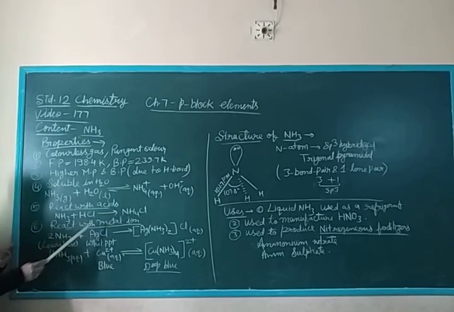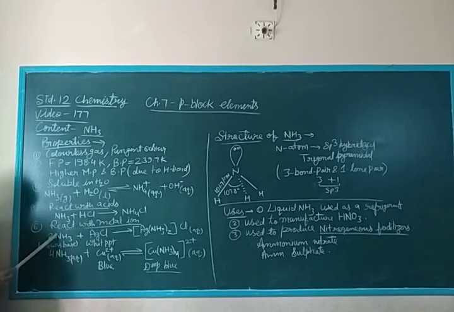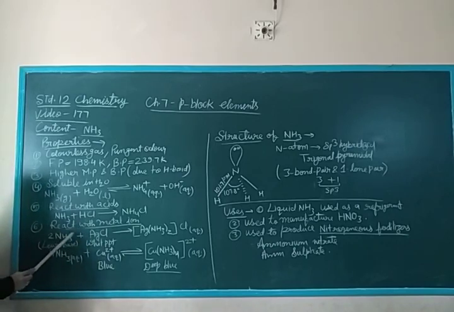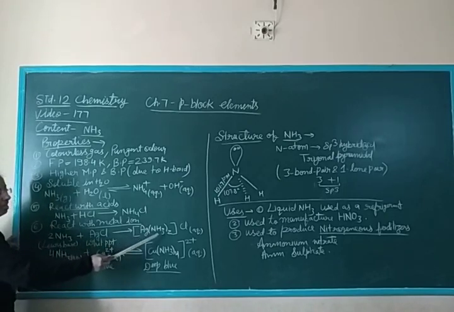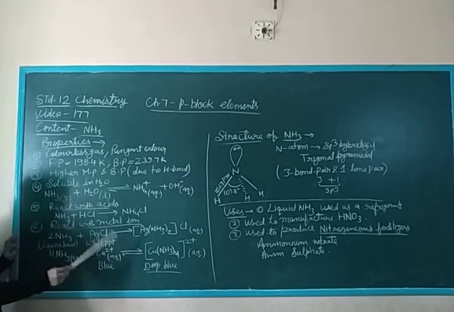Then it reacts with metal ions. Ammonia reacts with metal ions like Cu2+ and Ag+ to form complexes. Here you see ammonia: nitrogen has a lone pair, so it behaves as a Lewis base because it donates the lone pair to the metal ion. Ammonia reacts with AgCl, silver chloride, which is white, and forms the complex [Ag(NH3)2]Cl. This complex is colorless.